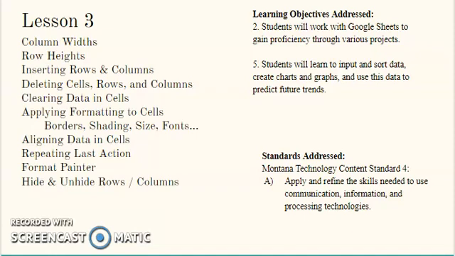This video will be going over Google Sheets, Lesson 3, where I'll show you how to do column widths and row heights, inserting rows and columns, deleting cells, rows, columns, clearing data in cells, applying formatting to cells, which includes things like borders and shading, size, fonts, bold, italicized, those sort of things, aligning data within the cells, repeating your last action, using the format paint roller, and then how to hide and unhide rows and columns.